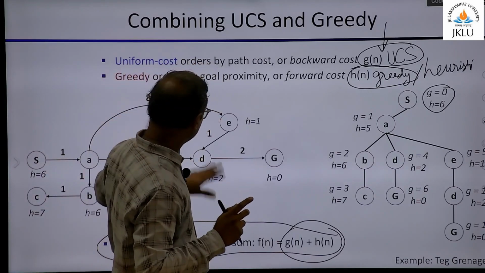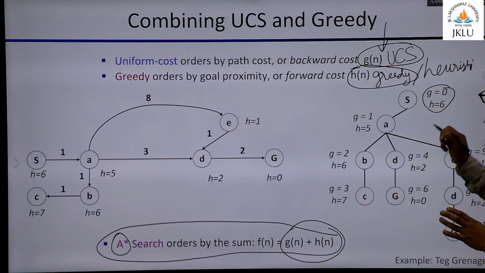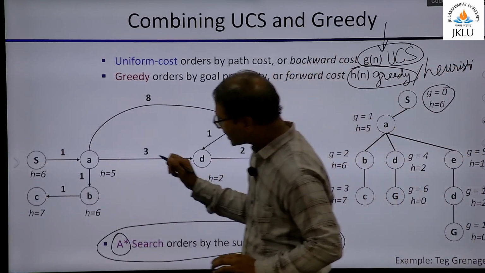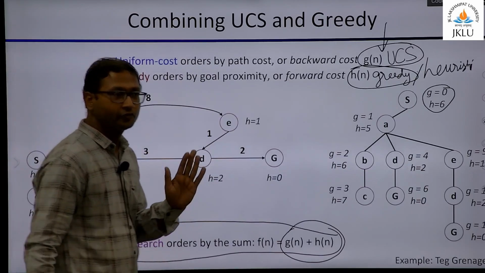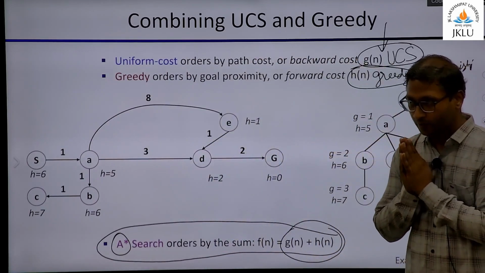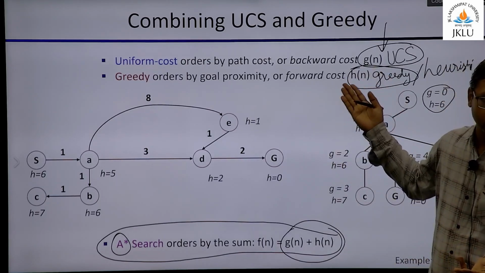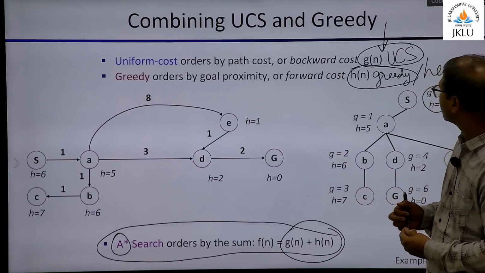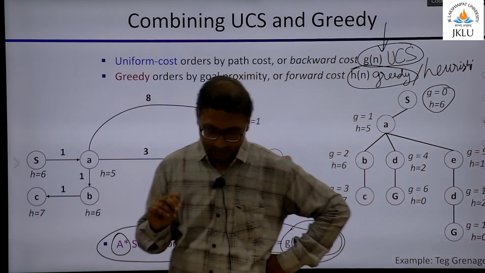Now in case of A star, you keep track of two quantities, G and H. In this example here, H is given to us, but in general you will have to figure out what should H be for your problem. As the course progresses, that becomes a question for us. In fact, there will be questions on maybe the next midsem on this, that how do you design H for various problems.